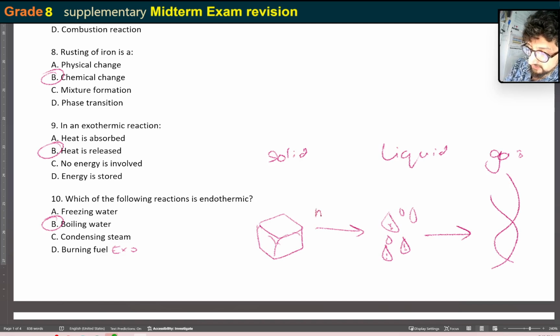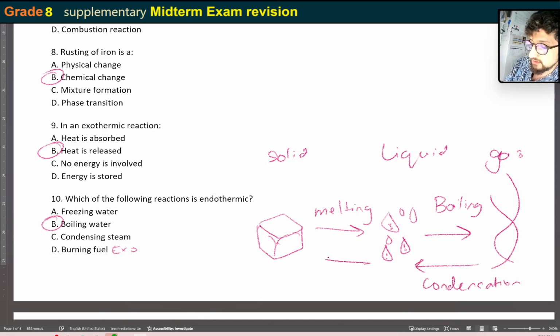Okay, so what happens when it goes from here to there? That's called melting. And this is called evaporation, or boiling. Let's just say boiling because it'll make it easier to answer the question, although it's known as evaporation as well. So this is called condensation. And this is called freezing.